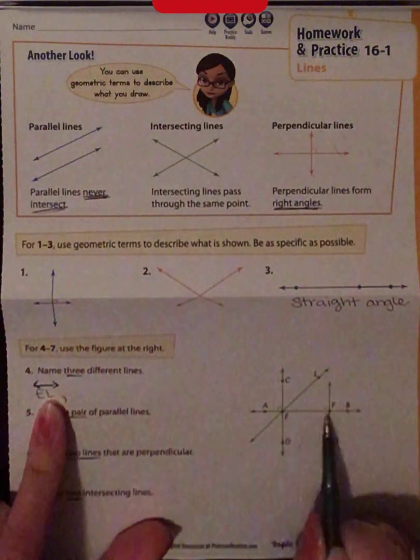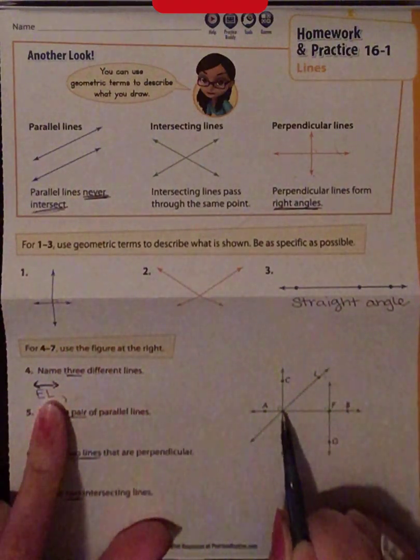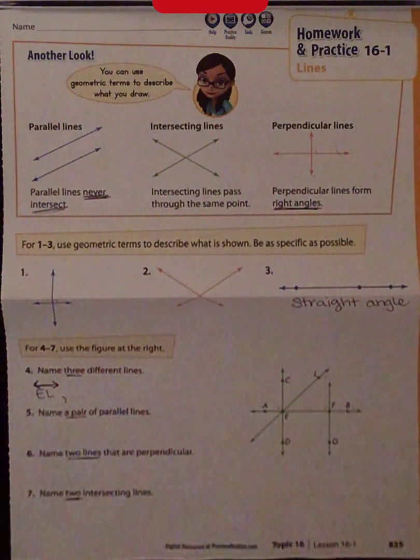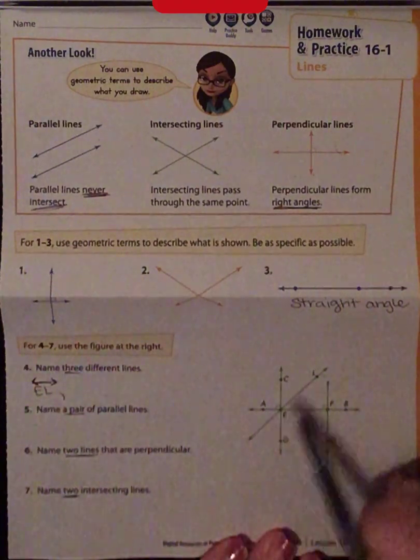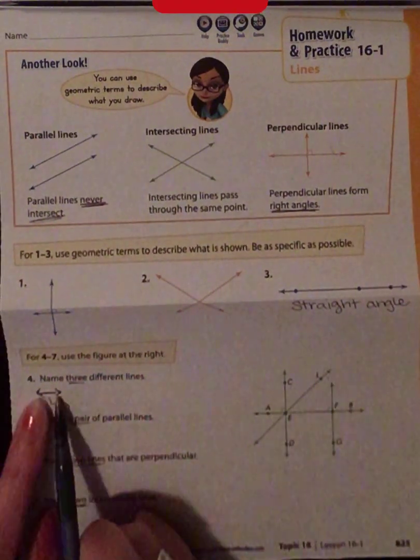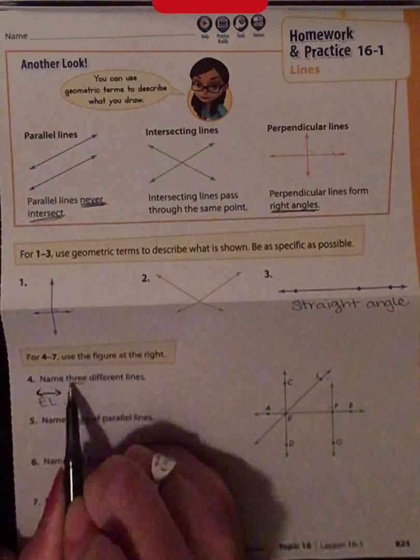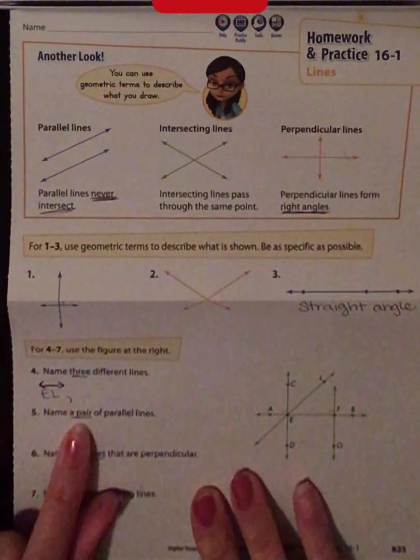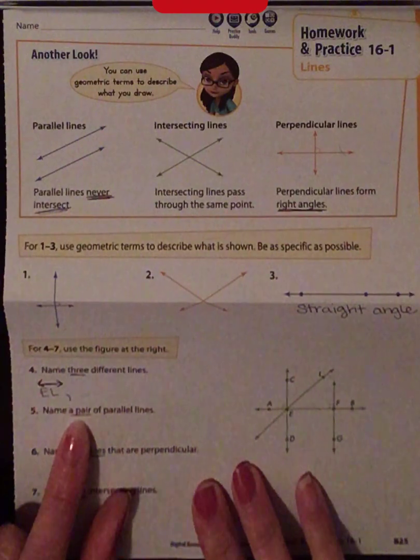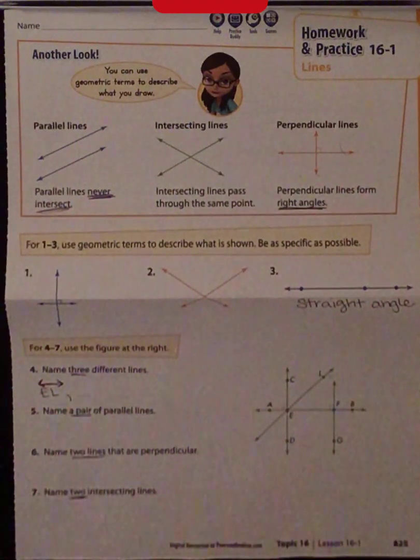You've got lots of options here. You can stay from E or you can go somewhere completely different. Just make sure you're picking 2 letters that create a line, and that you're making the line with the 2 arrows on top. They want you to name 3. Here, name a pair of parallel lines, the lines that run in the same direction, that are never going to cross.